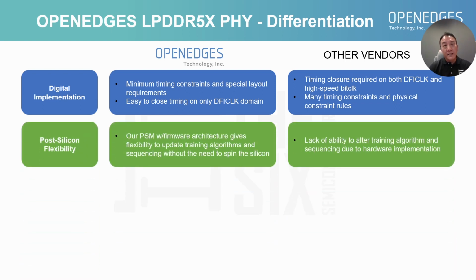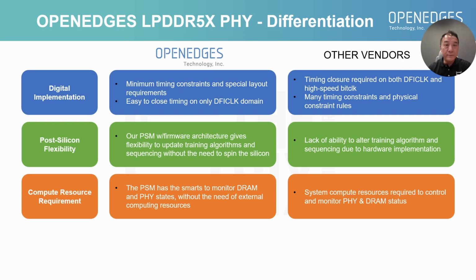Full silicon flexibility. We've taken a look at the PSM and what it can do. It allows us to alter training algorithm and sequencing without the need to respin the silicon. For any vendors that do not have a microcontroller, the ability to change is limited. So with the PSM, it also eliminates the need for external compute resource requirements. Without the smarts inside the PHY, system compute resources are required to monitor the PHY and the DRAM status.